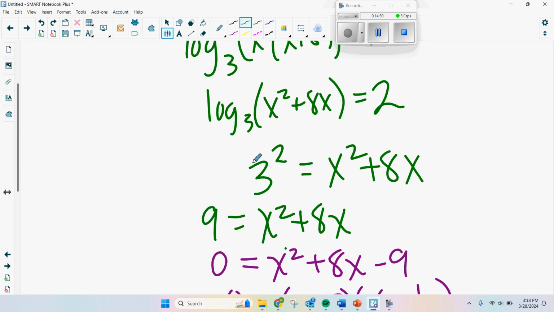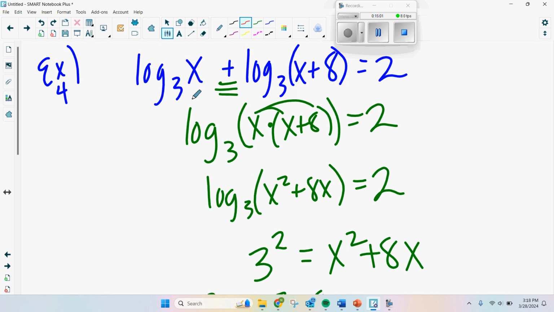If I go up to the top and plug in 1, I can actually test this out and see if it works. Log base 3 of 1 is going to be 0, because 3 to the 0 is 1. And log base 3, if you plug a 1 in here, that'll be 9. Log base 3 of 9 is 2. So I have 0 plus 2. That gives me 2. Yay! So x does indeed equal 1.